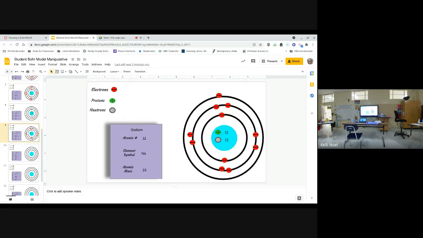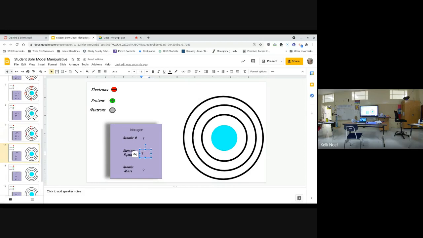All right, you ready for the next one? All right, nitrogen. Nitrogen on the periodic table is near oxygen and carbon. So what's its atomic number? 7. Its symbol is capital N, and its atomic mass is 14.